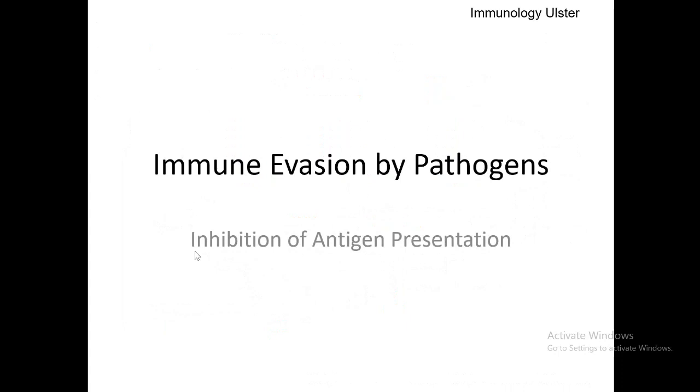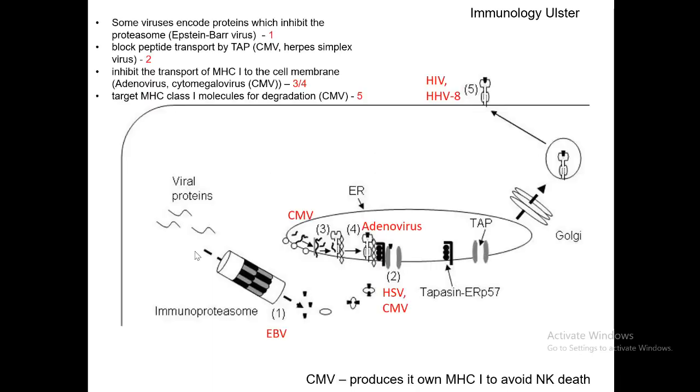Now, what I'm going to cover now is immune evasion by pathogens in terms of inhibition of antigen presentation. Of course, everything to do with the immune system very much relies on antigen presentation, because every adaptive immune response more or less requires a CD4 helper T cell response. And a lot of viruses in particular have adaptive ways to avoid this MHC presentation, particularly MHC1.